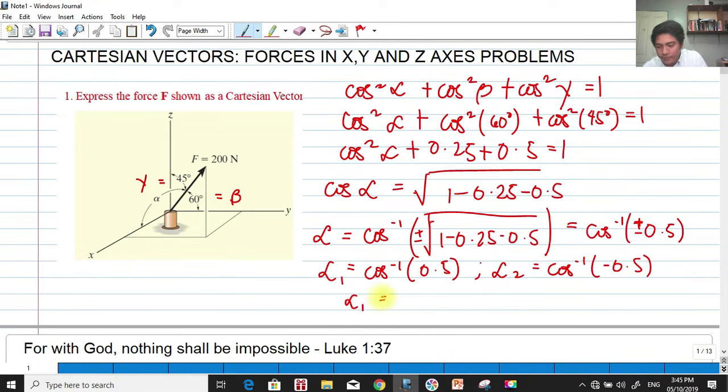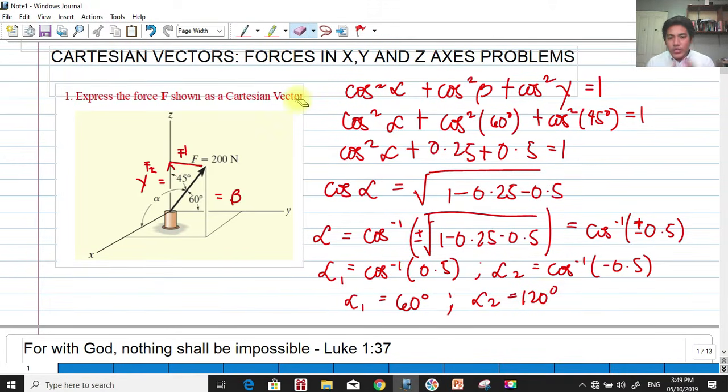So we have alpha 1, which is 60 degrees, and for alpha 2, if we evaluate that, alpha 2 is 120 degrees. Now, as you can see, we have two answers here for alpha. So which alpha is correct?